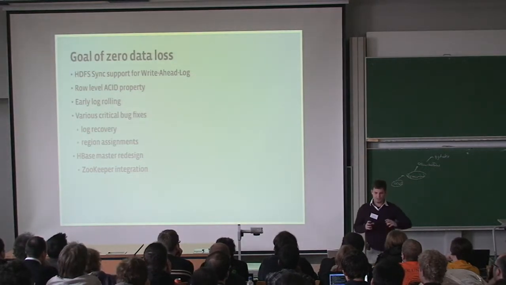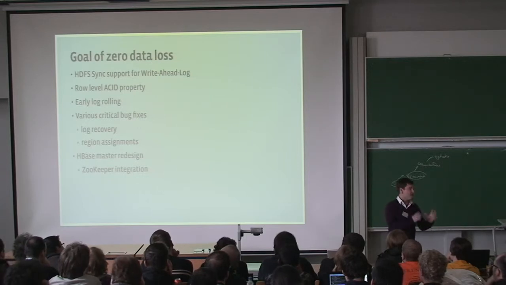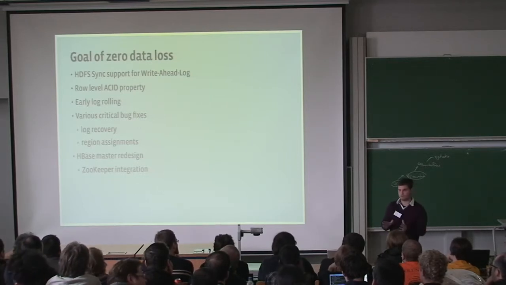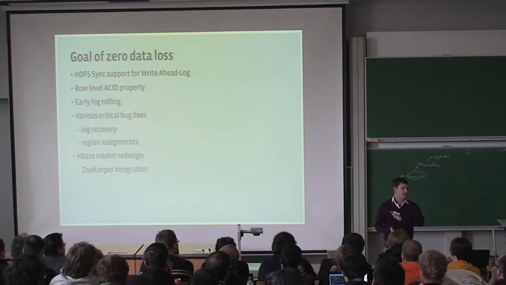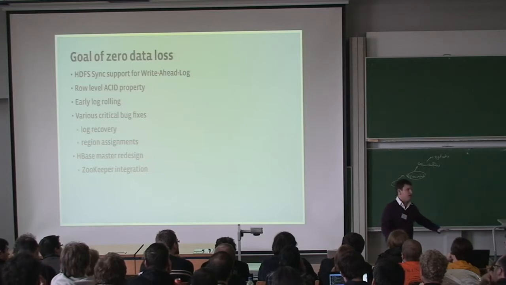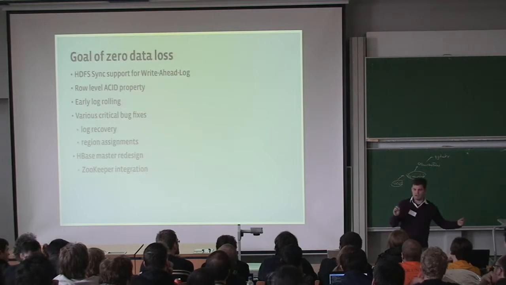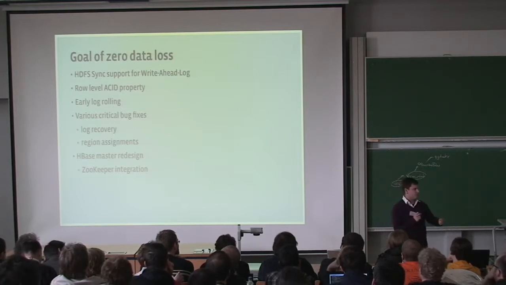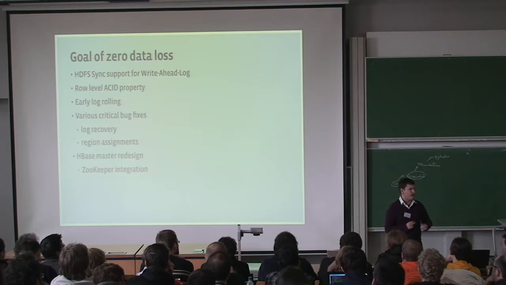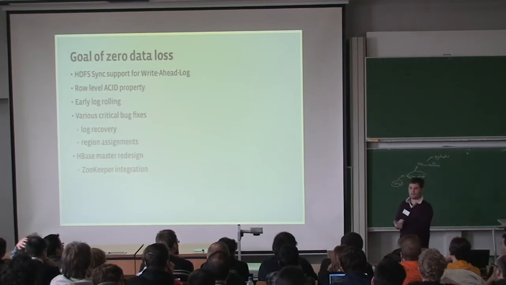So the goal of zero data loss was one of the main things we worked on. That was the main thing we were worried about: making sure that no users lost data, that in the face of normal failures, you could have crazy scenarios happen and we would still be able to recover from them. One of the main problems was HBase didn't have sync support. So if your server died, you lost, say, the last second's worth of data, because with HDFS, the master and the slaves weren't communicating properly. So we added that in.